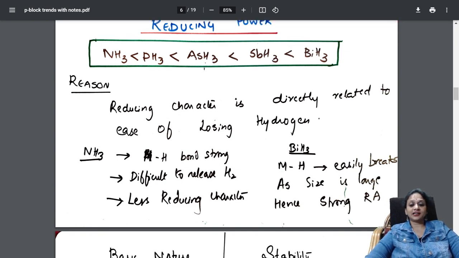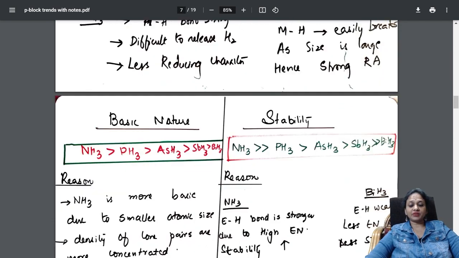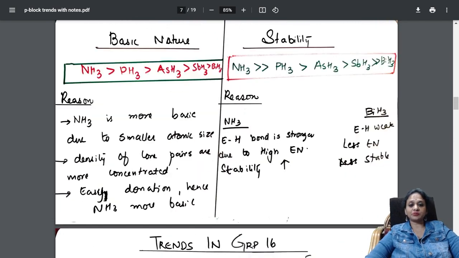All right. And important thing, then I have made 2 different tables, one for the basic nature and one for the stability. Everywhere I have written the reason. Please note it, students. So these are all the important trends of group 15.